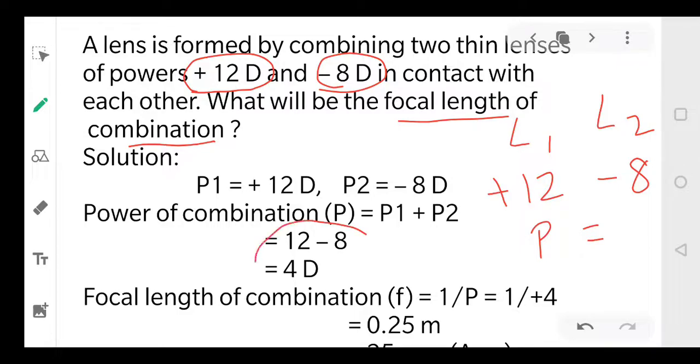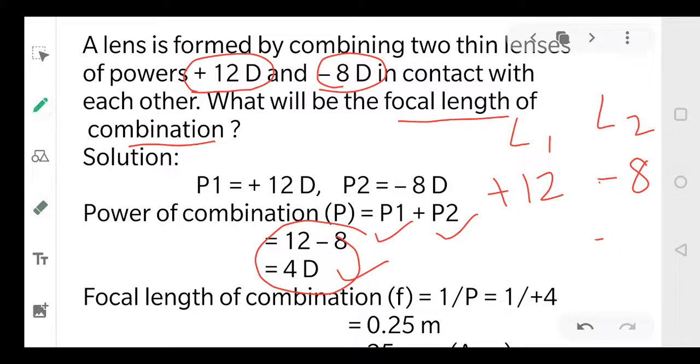सो टोटल पावर विल बी इक्वल टू 12 minus 8 बिकॉज इट इज माइनस, राइट? बिकॉज फॉर्मूला जो हमारा टोटल पावर का है वो है P1 plus P2. सो यू विल हैव 12 minus 8. So the answer is 4 diopter. So हमारी टोटल पावर कितनी हो गई? 4 diopter, right? What is the total power? 4 diopter. Okay. Now we have to calculate the focal length.